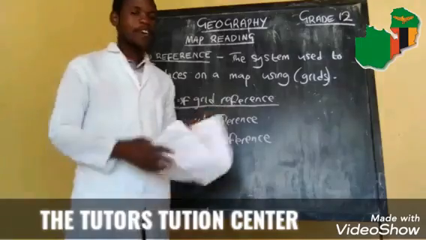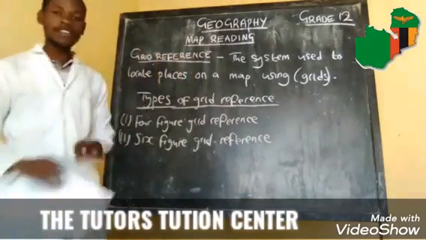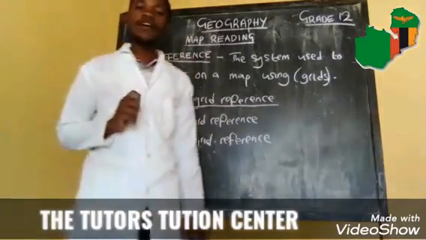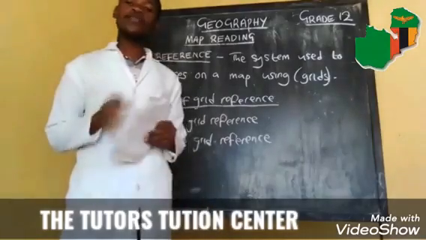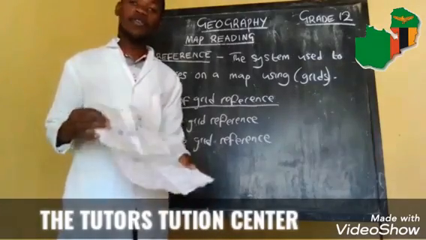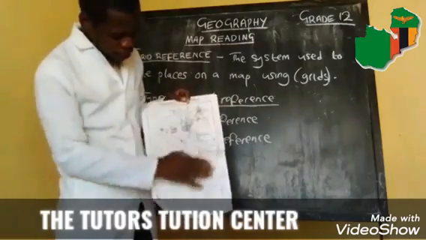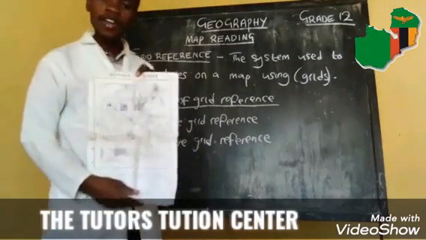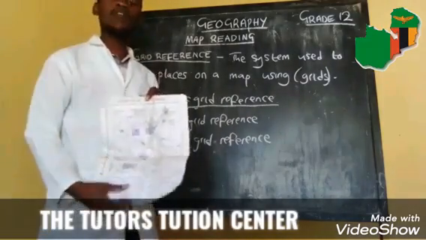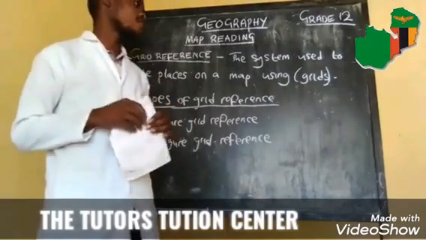To start with, the term grid reference refers to a system that is used to locate places on a map using grids. So the system that is used to locate places on this map reading using grids is what we call grid reference.